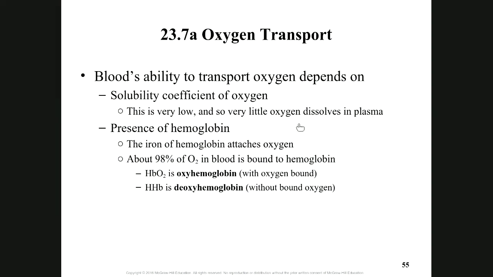But due to the presence of hemoglobin in our red blood cells, and due to the affinity of iron to attract oxygen, about 98% of oxygen in blood goes into the erythrocyte and attaches to hemoglobin. When we have oxyhemoglobin, it means that the oxygen and hemoglobin are connected together, and deoxyhemoglobin happens when they detach from each other, when they separate from each other.